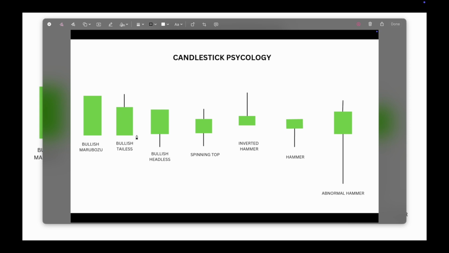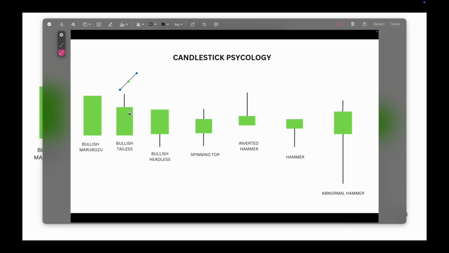Here are the bullish candles. These are all green candles. All of them are bullish, but they hold different meanings. In live trading, all these candlesticks matter to every trade, whether it is trending or ranging. For example, here you see this candle. Ignore the first candle which I just explained. The second candle is the bullish tailless candle. Why is this a bullish tailless candle? Because there is no lower wick. If there is no lower wick, that means this is a bullish tailless candle.